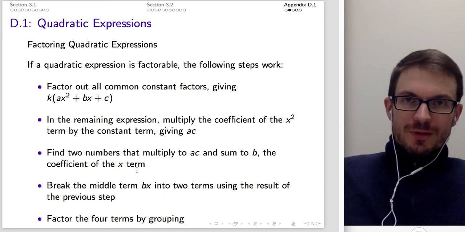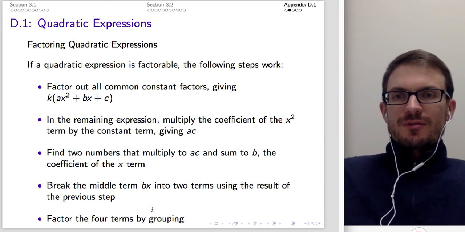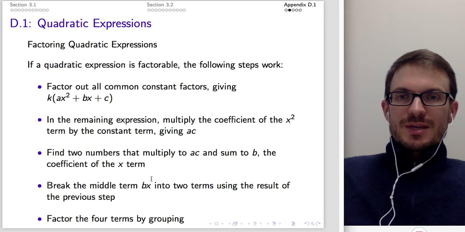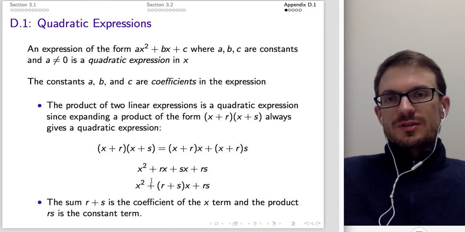Then break out the middle term, bx, into two terms, using the result of the previous step, and factor the four terms by grouping. What do I mean by break the middle term bx into two terms, using the result of the previous step? Well, look at this, right?